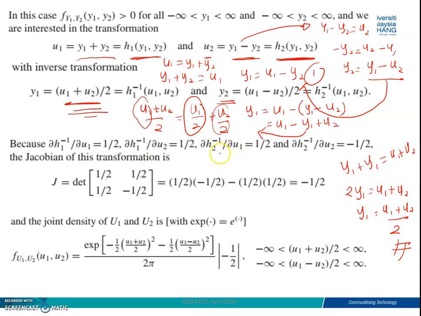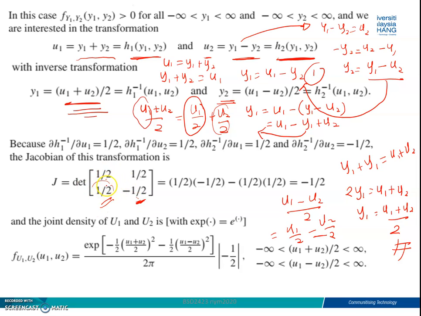All right, and then for h2, this is the inverse function of h2. You can see that you have (u1 minus u2) over 2. If I break it down, u1 over 2 minus u2 over 2. So you differentiate h2 inverse with respect to u1, you get half, the same thing. And then you differentiate h2 inverse with respect to u2, you get negative half. Alright, so this is what you get, the Jacobian.